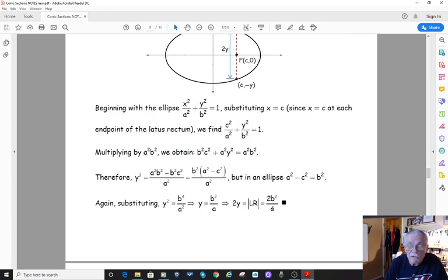And if you do the classwork exercises, we're going to be practicing finding the length of the latus rectum. Once the equation is in standard form, you can just look at the a and b and tell what the length of the latus rectum has to be.